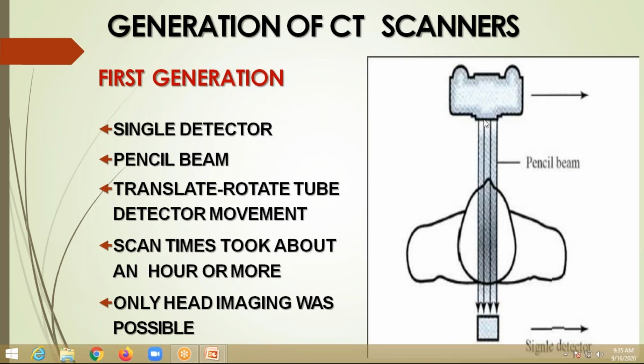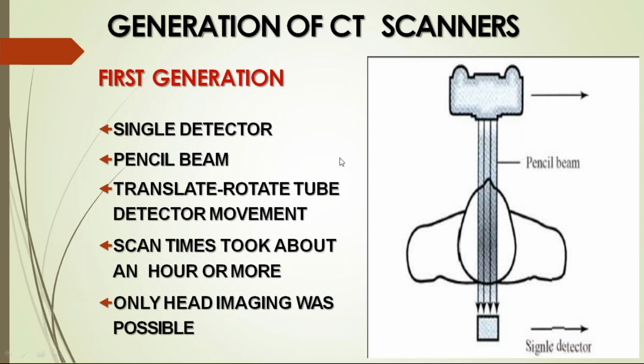You can see here what a pencil beam is and how we take CT in first generation. It translates, with the detector movement, and the scan time is about an hour or more. The pencil beam is very thin and covers only a small part of our body. To take the whole body it will take more time. Only head imaging was possible with this pencil beam, only CT head in the old days with first generation CT scanners.